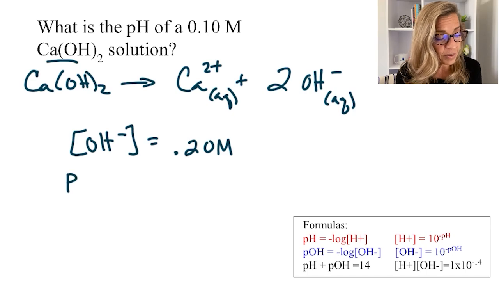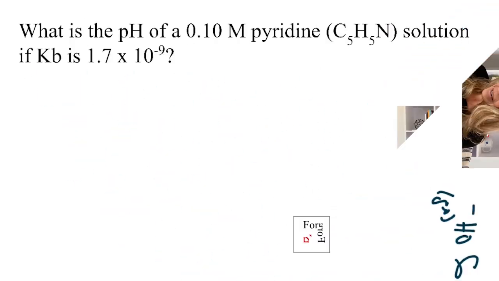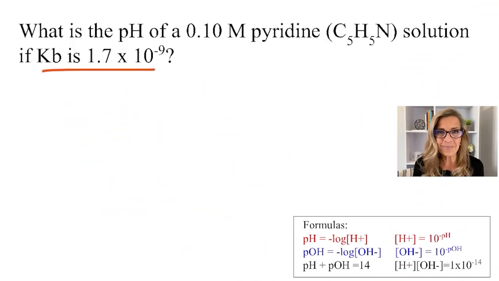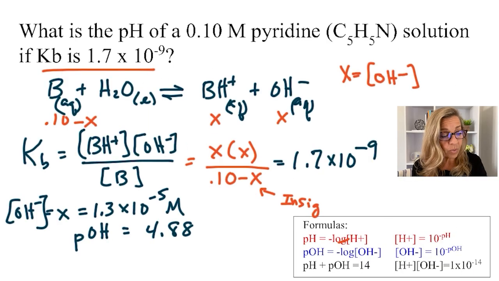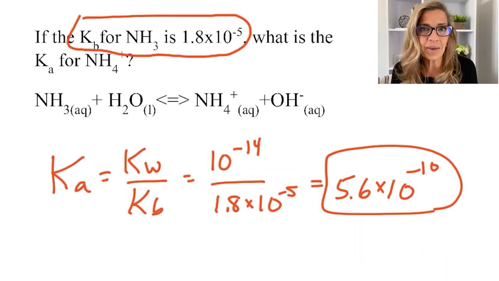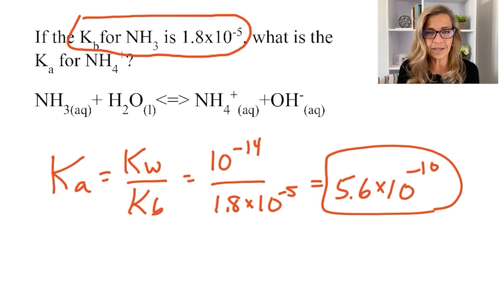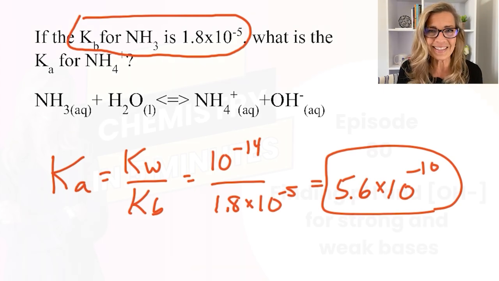Best thing to do is go get the POH. Here's the hint. You're given a KB, so you know this is a weak base. And then the last step, we want the pH, but there's a KB. Hey, there you go. Just use the KW and you'll get there.